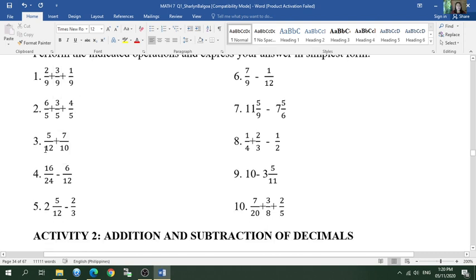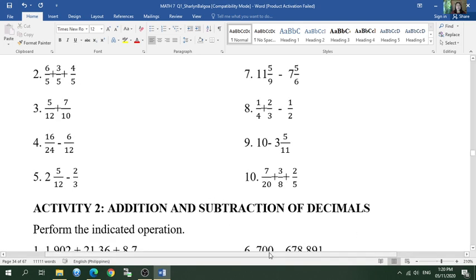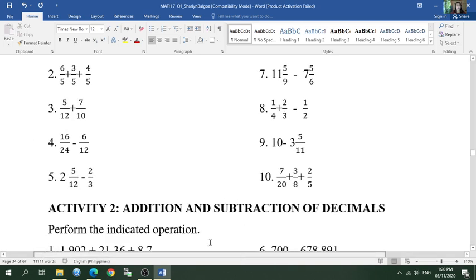Dito naman sa number 3, 12 and 10, yung kanyang denominator, this is considered dissimilar fractions, okay? Anong gagawin mo? Find the multiples of 12 and 10. Okay? So, skip counting by 12, skip counting by 10. Ano ang mapapalabas mo dyan na magiging new denominator nila?